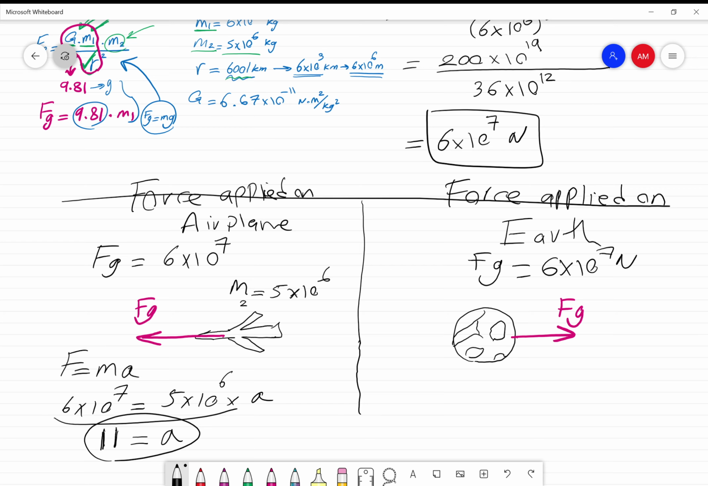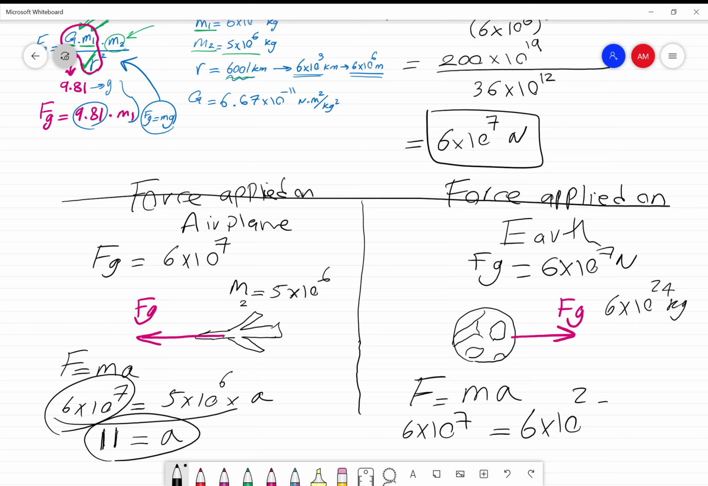Now let's calculate the acceleration of Earth. Mass of Earth is 6 times 10 to the power of 24 kilograms. Now, the force being applied on Earth, again, same thing. We can calculate F equals ma. Force is the same, 6 times 10 to the power 7. Same force that we used for airplane. So force doesn't change. We agreed on that based on the universal law. Mass changes, 6 times 10 to the power 24. And then now we are interested to calculate the acceleration. Now suddenly you see different numbers.